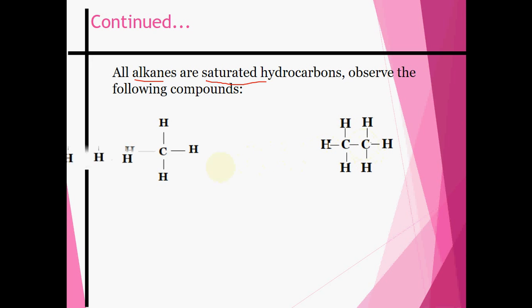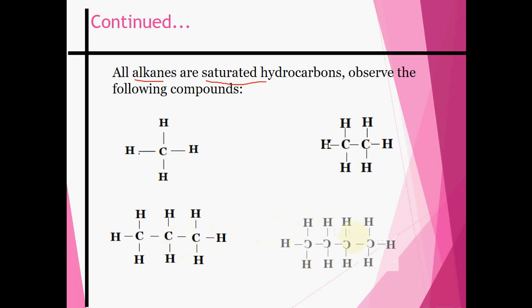When you check the third member, which is propane, it is also the same. You are seeing single bonds throughout. When you check the fourth member, which is butane, also we have single bonds throughout. This is how saturated hydrocarbons appear.